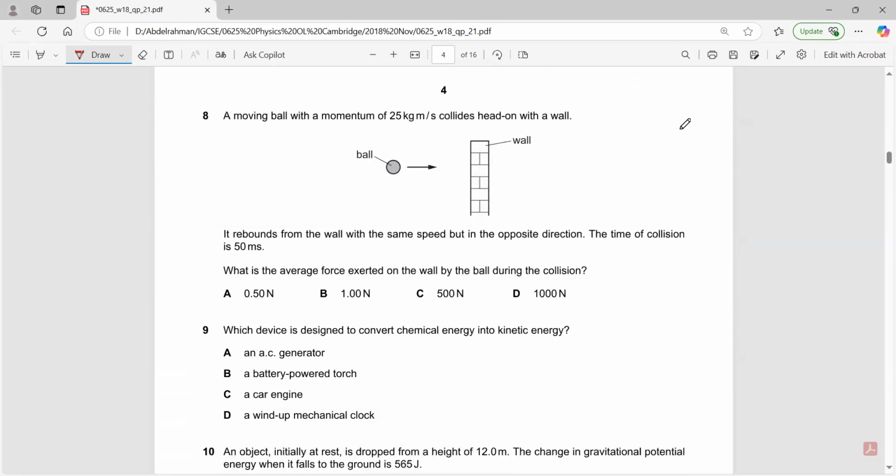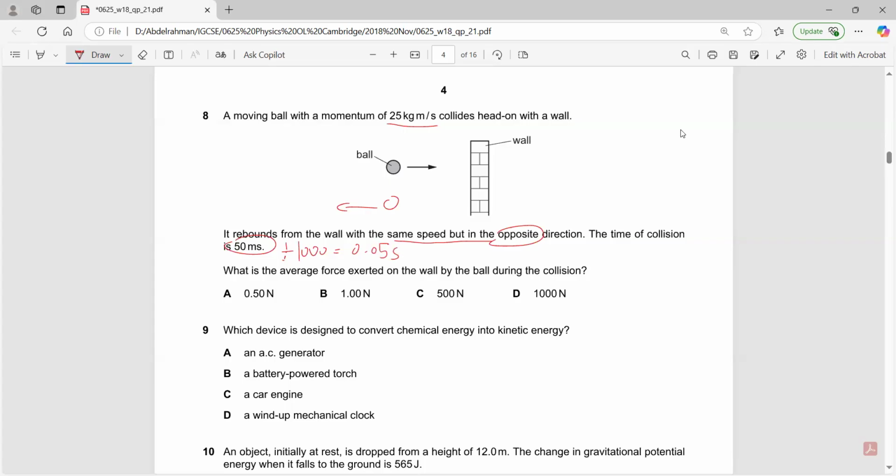A moving ball with a momentum, not a velocity, not a mass, has a total momentum of 25 kg·m/s and collides head on with a wall. It bounces with the same speed but in the opposite direction. The time of collision is 50 ms, milliseconds, meaning that we need to divide this time by 1000, so it's 0.05 seconds. What's the average force?